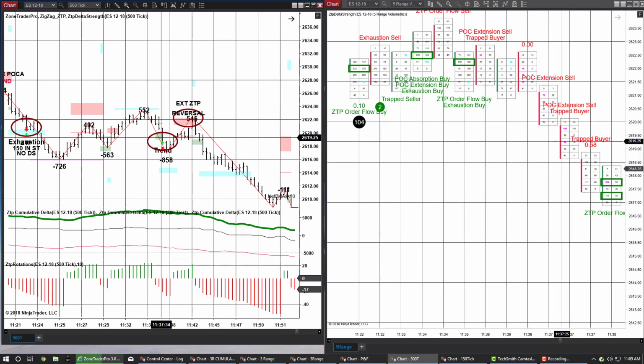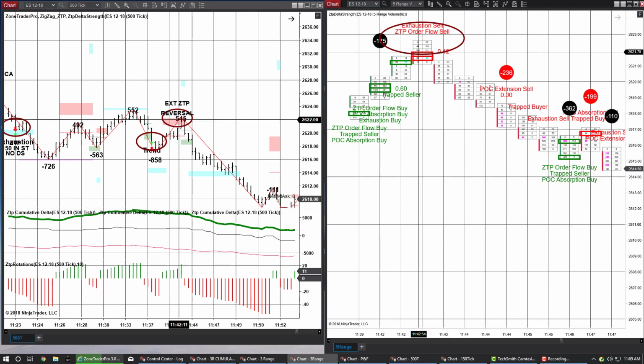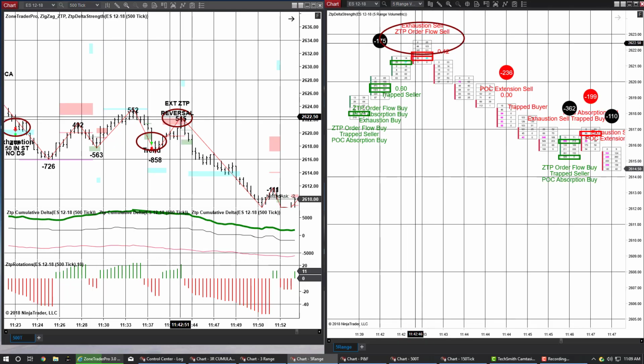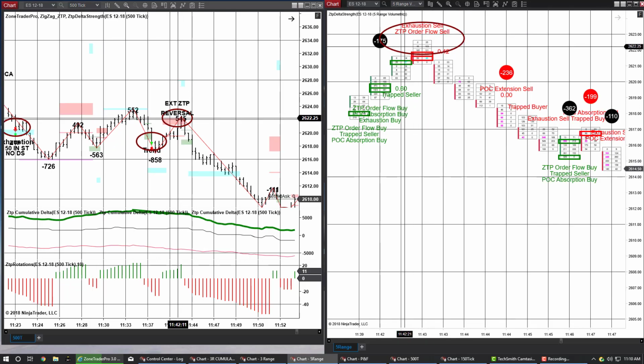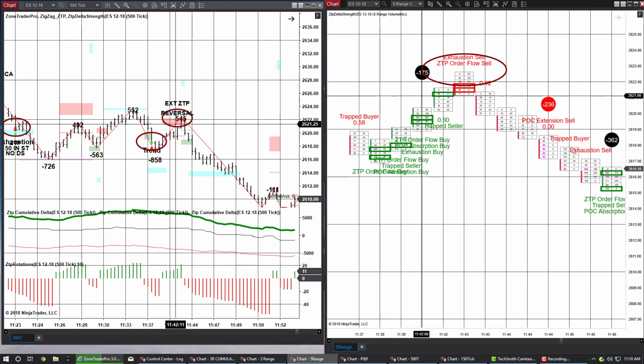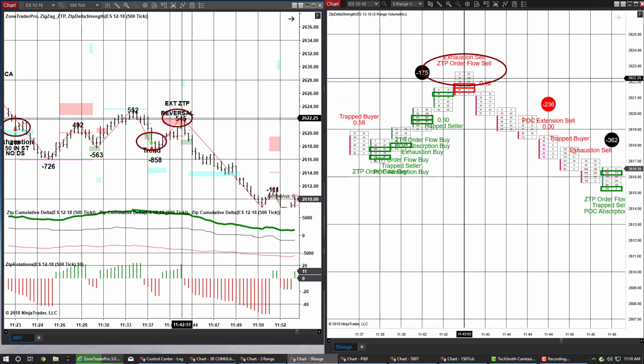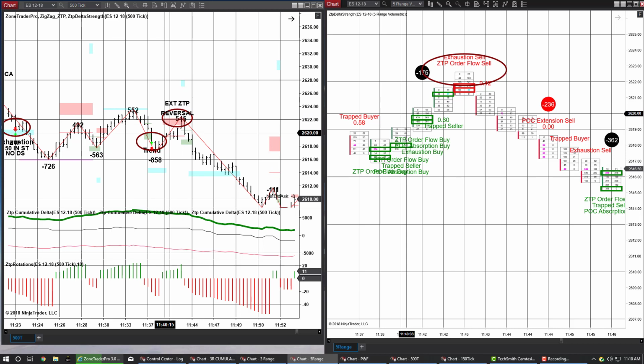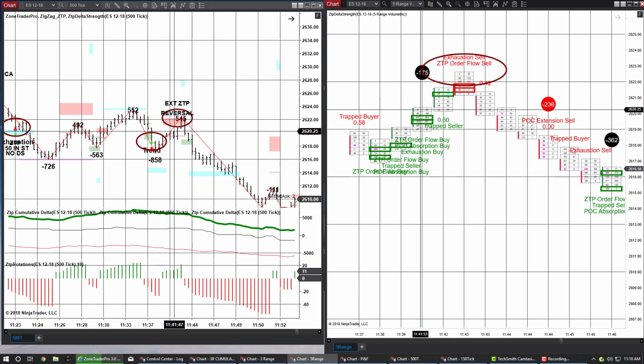The next trade that we see is a trend trade where we had no order flow as price traded through that trend trade. And the next trade we see is a reversal trade. And this reversal trade is set up by the trend trade that fails right here. And as you can see, we did have an exhaustion sell and a ZTP order flow sell, but we didn't have any delta strength except for the delta strength that came in right here.